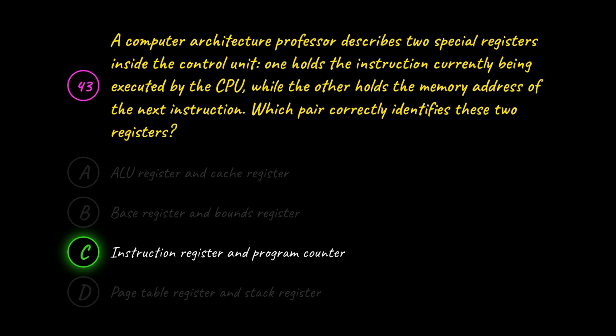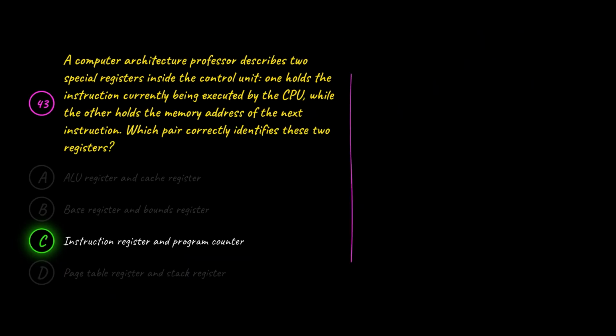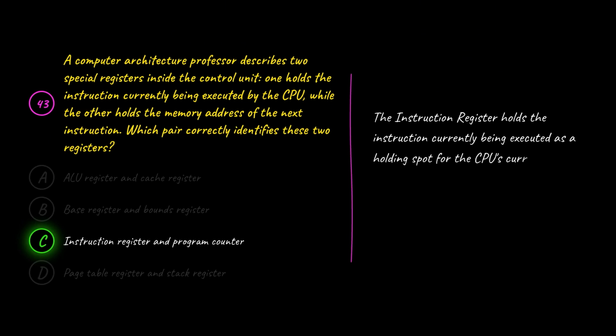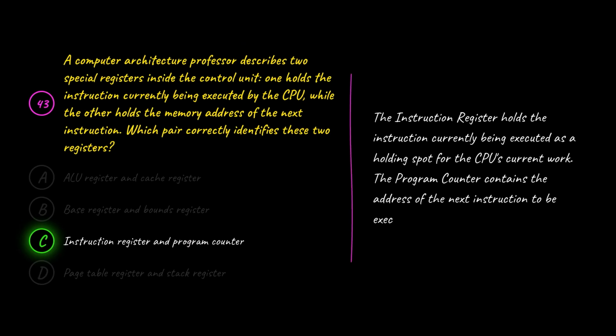The correct answer is C. Instruction register and program counter. C is correct because the instruction register holds the instruction currently being executed, as a holding spot for the CPU's current work. The program counter contains the address of the next instruction to be executed by the CPU.